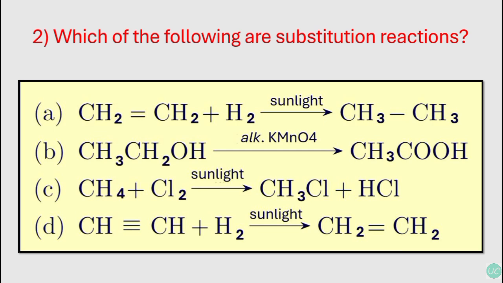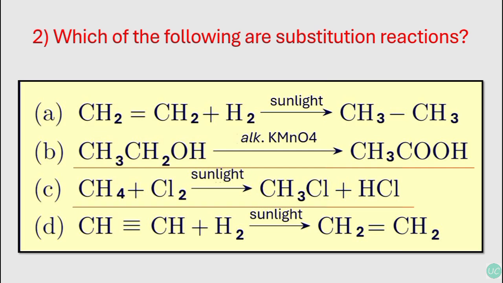In option number B, the alcohol gets converted to a carboxylic acid, that is ethanol is converted to ethanoic acid. So this is an example of a substitution reaction because the 2 hydrogens of ethanol are replaced by 1 oxygen. So this is an example of an oxidation reaction as well as a substitution reaction. Okay, and option number C, methane plus chlorine in presence of sunlight gives chloromethane plus HCl. So this is also a substitution reaction in which hydrogen is replaced by chlorine.